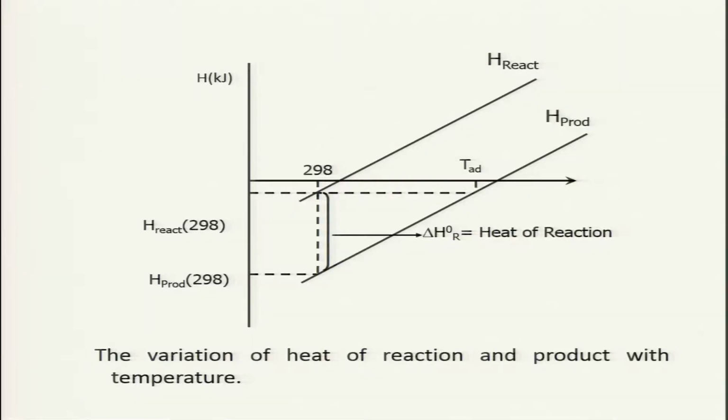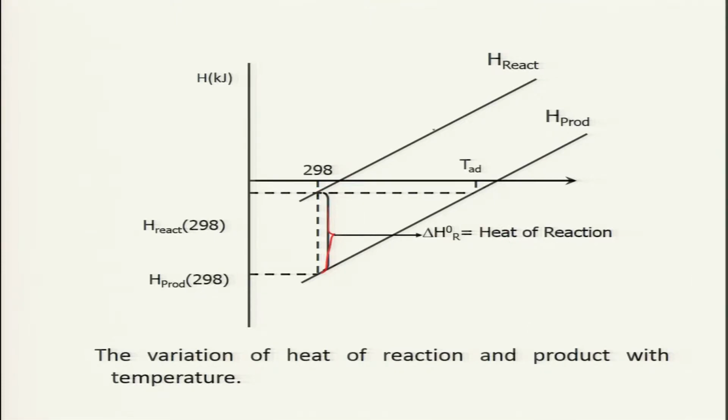And let us look at what is the meaning of this heat of reaction. Keep in mind that this is the total enthalpy of the reactants, this is the enthalpy of the products, and when we are evaluating basically at 298 Kelvin, the difference, if you look at it, we call it the heat of reaction, and this is negative.